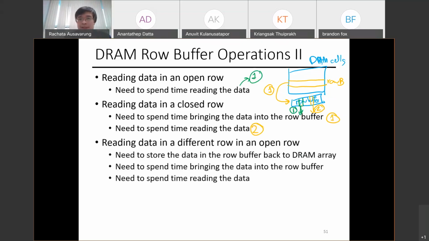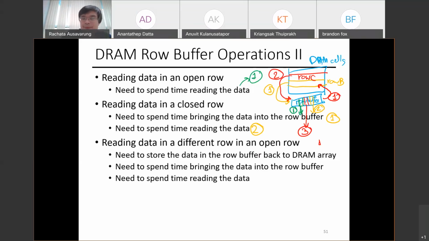So what happens if I have an open row, but then I need to read the data from an entirely different row, let's say row C? What happens in this case is you first need to write row B's data back. So that's the first step. Followed by the second step, move row C's data here, and then you read from this data right here.